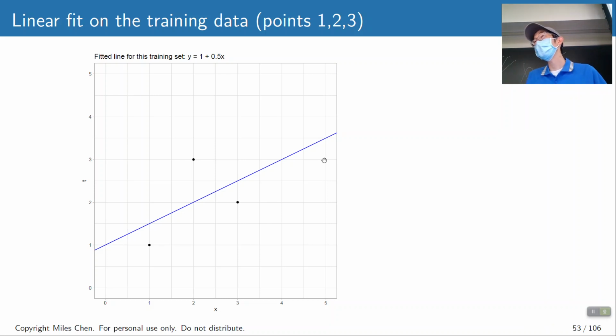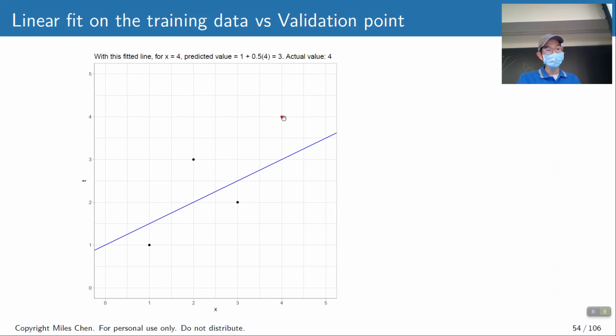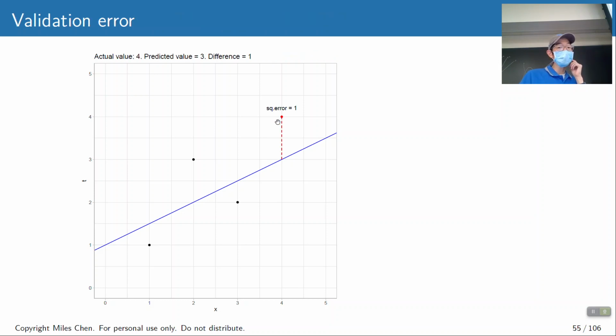How well does it do at predicting that one data point? The one data point was right here, 4, 4, and we ask how good a job did it do predicting that? Well, the actual value is 4. This line, 1 plus 0.5x, predicts 3. The actual value is 4. And so we measure that error, which is 1, and we square it, and we get a squared error of 1. Okay, so that's one cross-validation value, and I do this for all 4 of my data points.